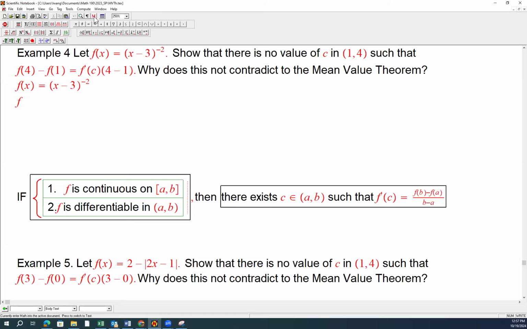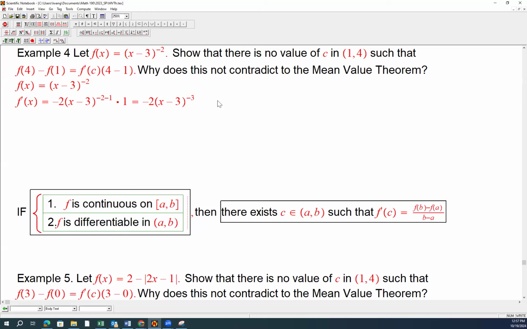And let's look at what's the derivative of this function. Right, power rule. So we get -2 times x minus 3, minus 1 in the power, and then differentiate x minus 3, that's going to be 1. So in the end, the derivative would be negative 2 times x minus 3 raised to the power of negative 3, right?